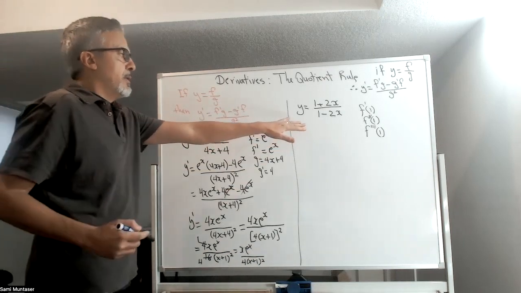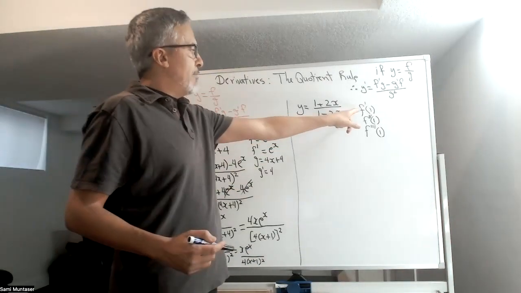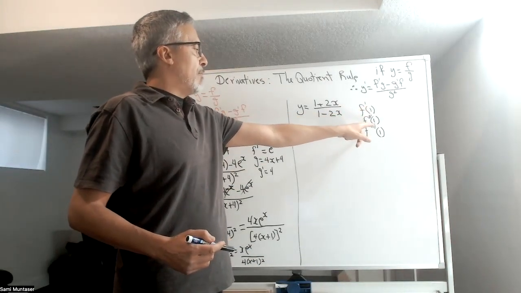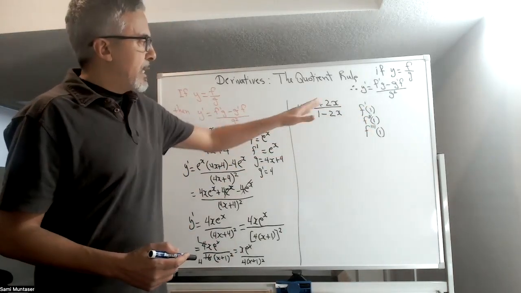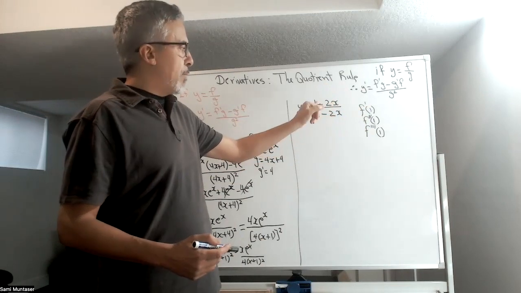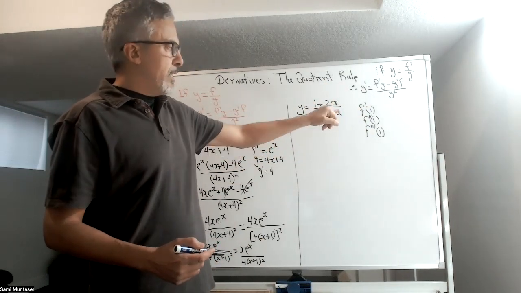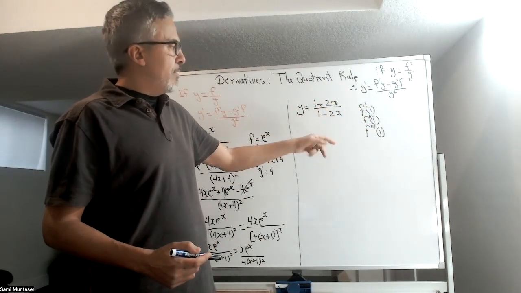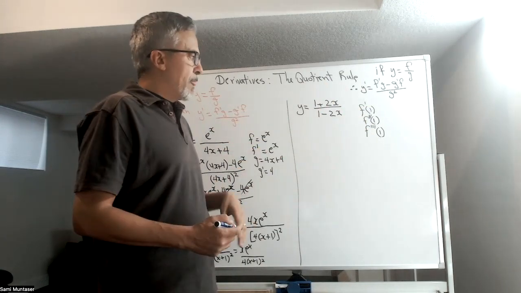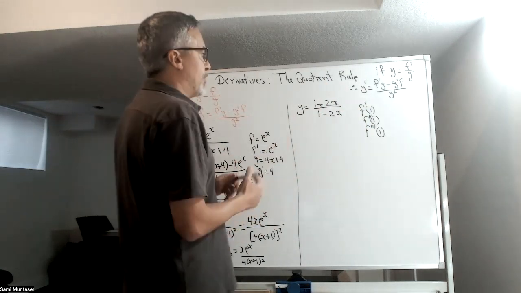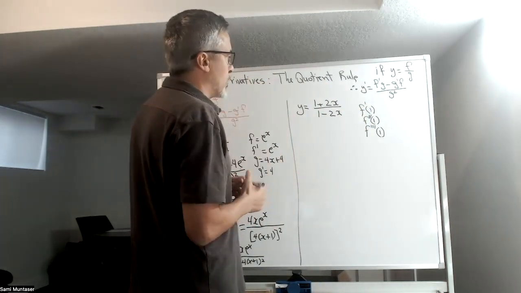Now how about here? They want me to find f prime of 1, f double prime of 1, and f triple prime of 1. That basically means we're going to do the first derivative, then plug 1 in for x to find out what it equals, and then do the second derivative, so basically taking the derivative of the derivative, and so on. So let's just do the first one here. The first one is going to follow the quotient rule.